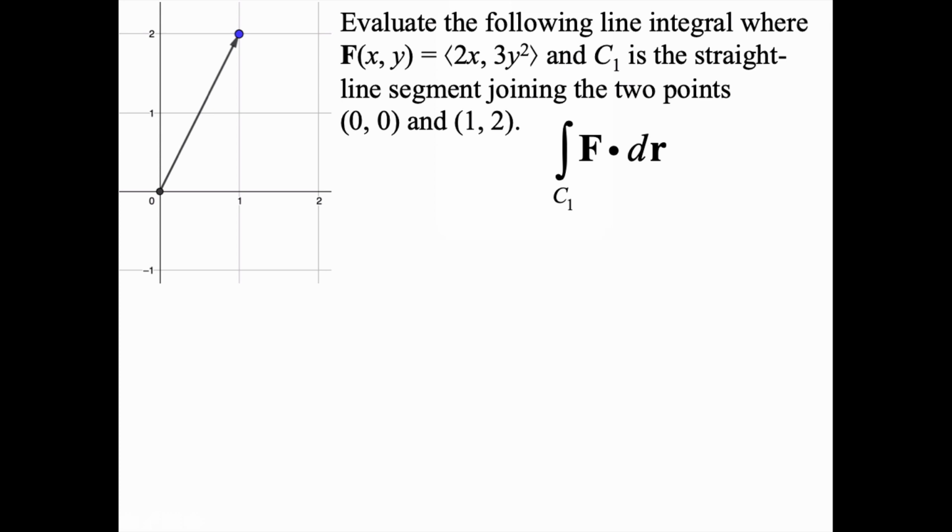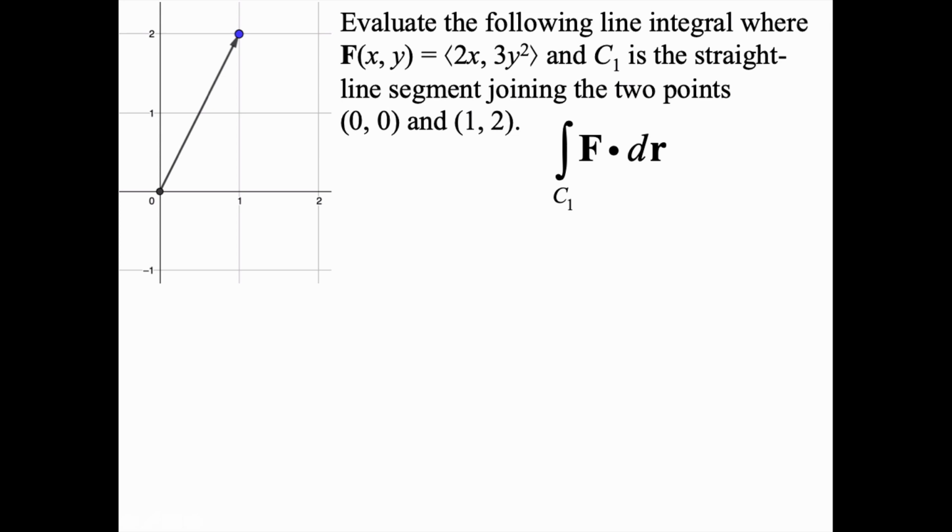For example, what if we want to evaluate the following line integral under this vector field F, which is the vector 2x comma 3y squared, and let's say the curve will be a straight curve. Let's say the curve we want to go along starts at 0, 0 and ends at 1, 2, and it's this straight line to get from 0, 0 to 1, 2. And we'll call this curve C sub 1. So we want to find the line integral of F dot dr, which we know will represent the work done along this curve as we go in this particular vector field.